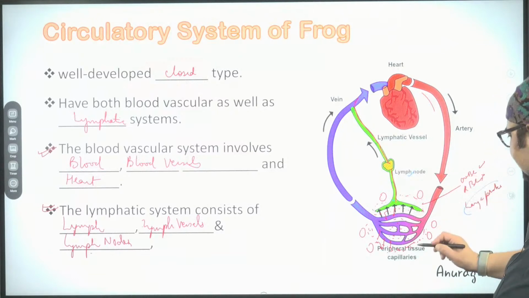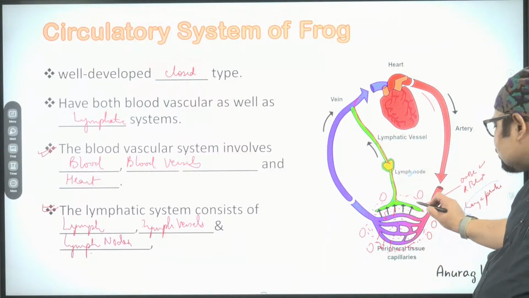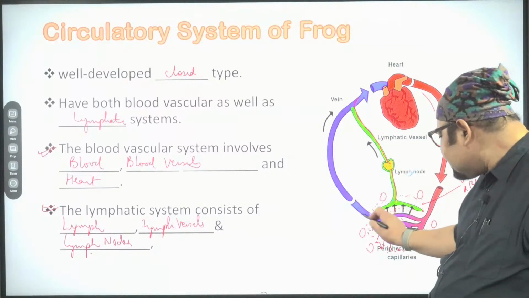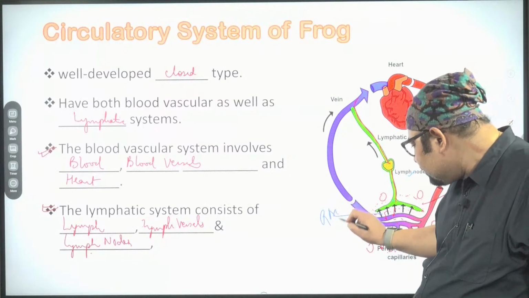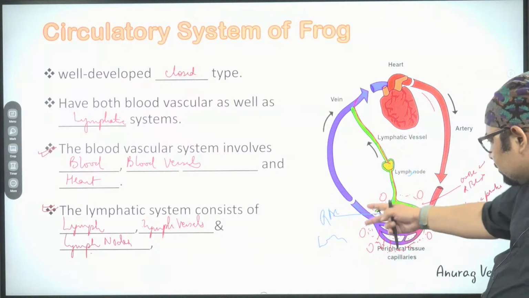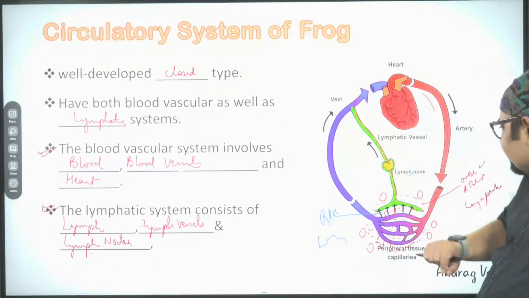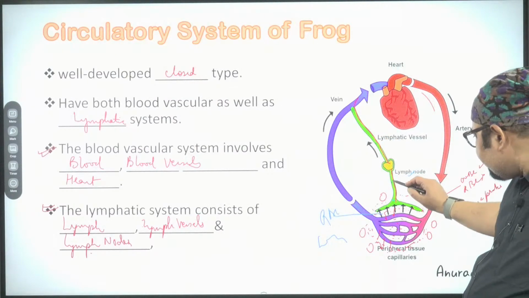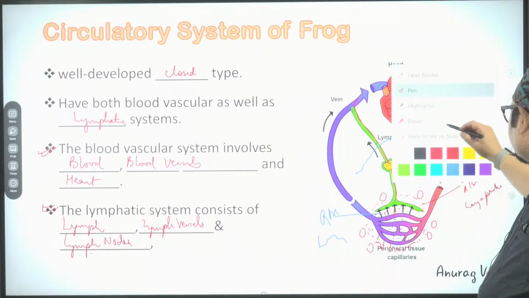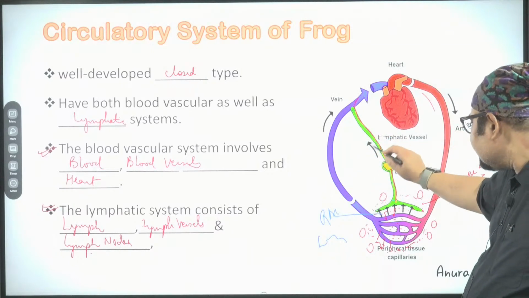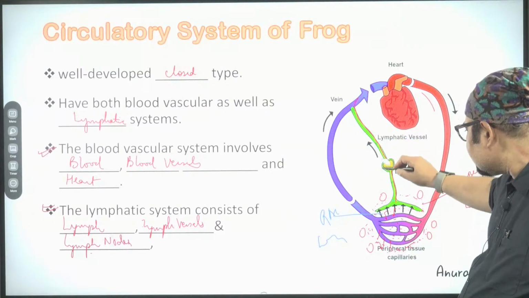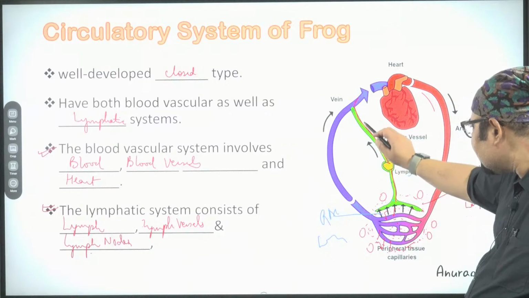Everything which is absent in the tissue fluid is absent in the lymph also. And what are absent in the tissue fluid? RBCs. Number two, large proteins. So these two things are absent in the lymph also. You can see that the lymph channels have internal valves. This will help us to understand the lymph channels have internal valves.